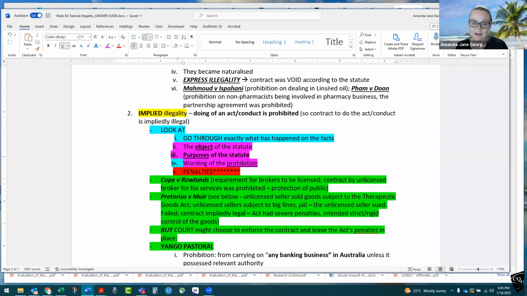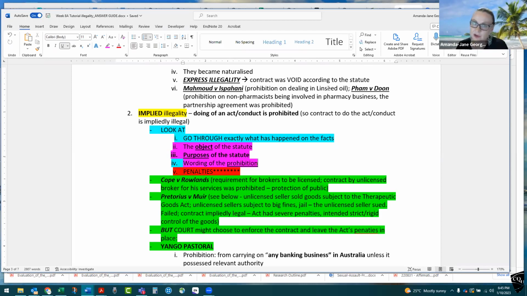It says that you mustn't do X. What else does it say about that? Is there a really severe penalty? Is there jail? Or what's the story with doing X? That will give you some guide about the seriousness that Parliament has placed upon the doing of X.